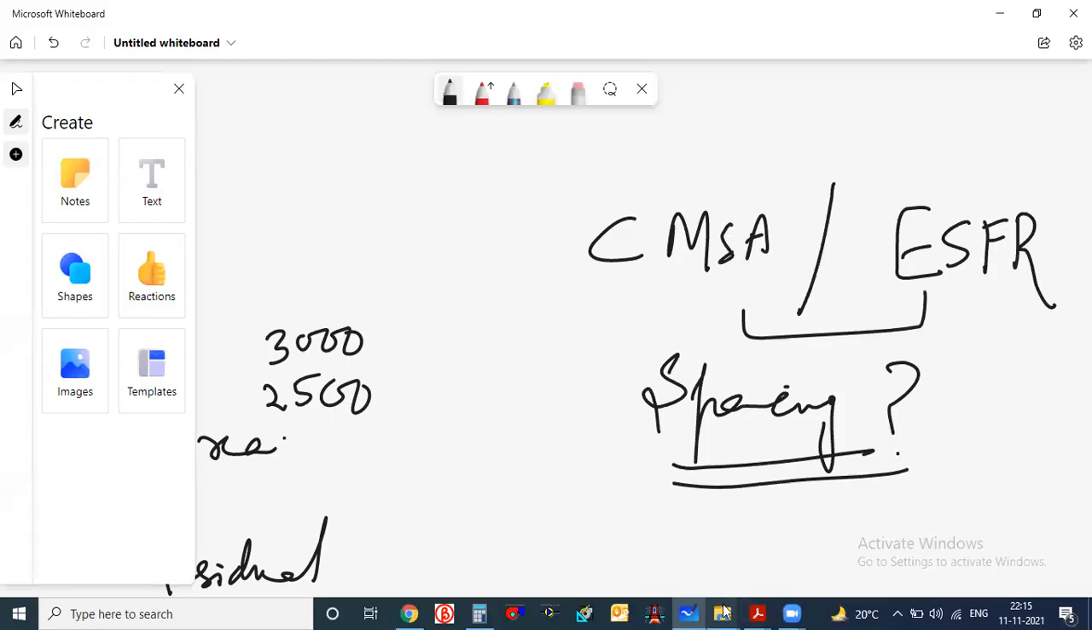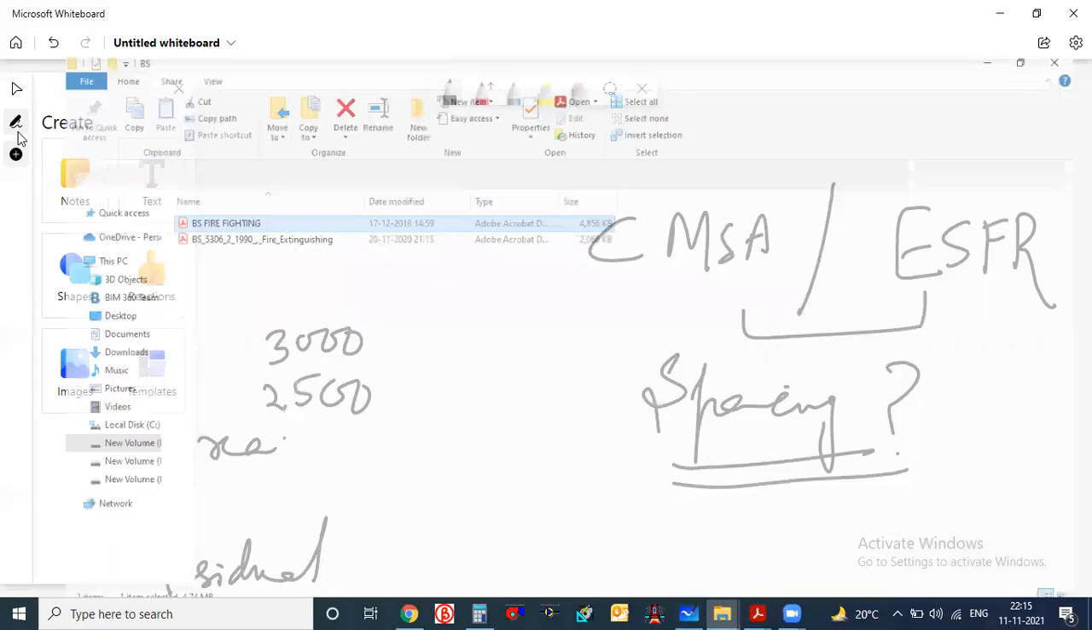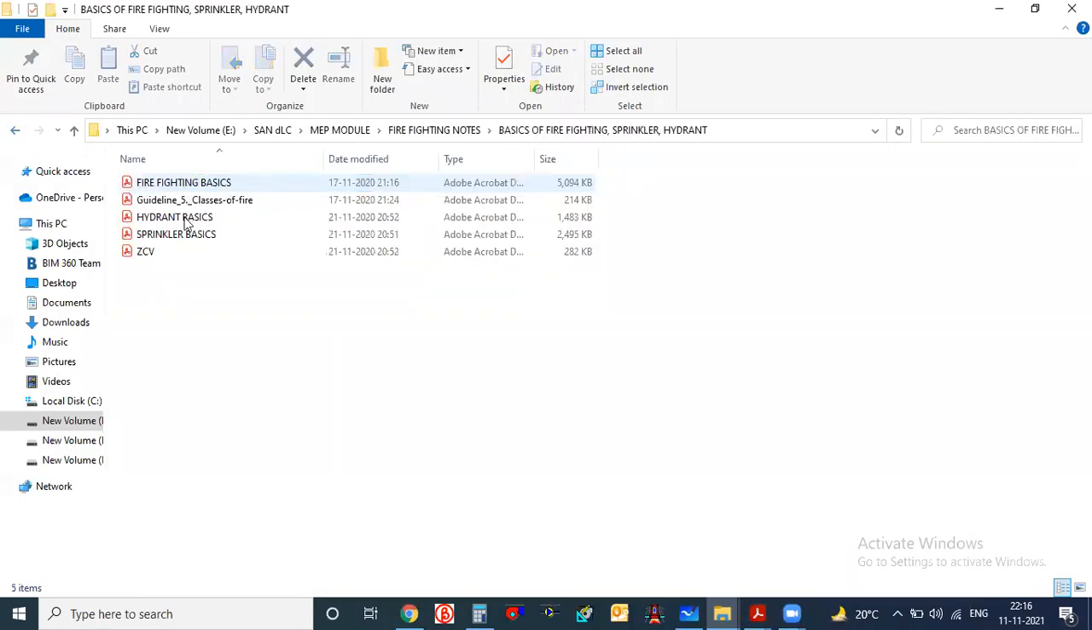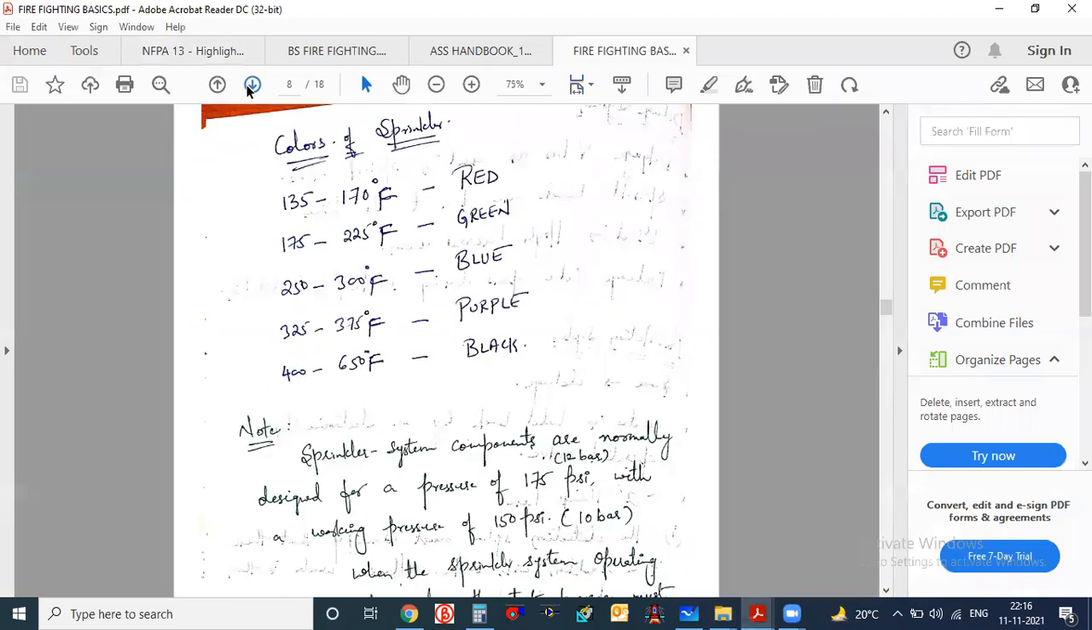That is already mentioned in the NFPA. Yes, sir, I mentioned. We have studied it here in our third class, yeah. Here we have seen. I think here you will get it in the initial part only, it is given, but here also you can check.